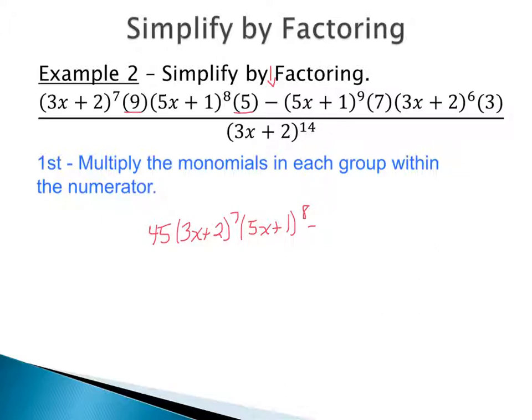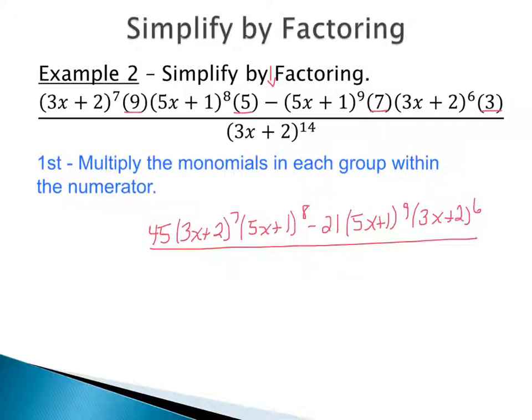Same idea in our second group. So in our second group, we have 5x plus 1 to the 9th times 7 times 3x plus 2 to the 6th times 3. So again, I'm going to multiply the 7 times the 3 to get 21, and then carry everything through. So 5x plus 1 to the 9th, and then 3x plus 2 to the 6th. Still all over that denominator of 3x plus 2 to the 14th. So our first step is the same: multiply the monomials in each part of the numerator.